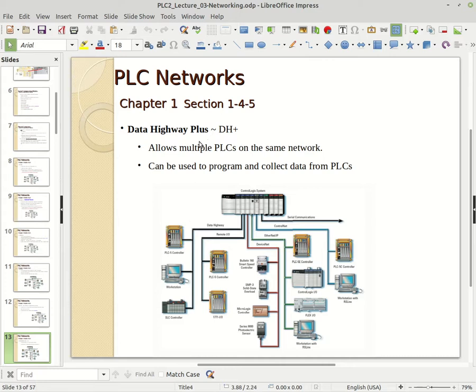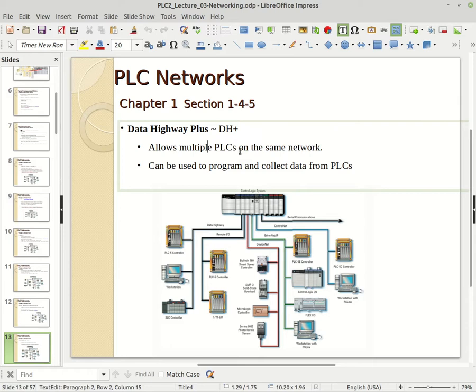Data Highway Plus is an older one. This was a proprietary network for Allen Bradley's. It would allow multiple PLCs on the same network, and they could send data back and forth.